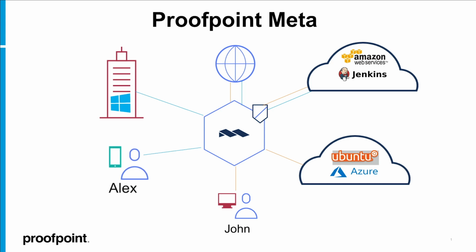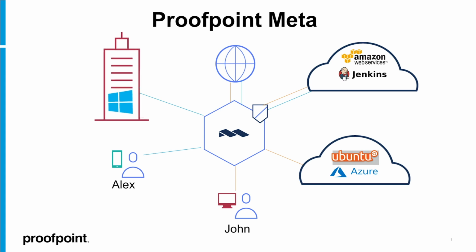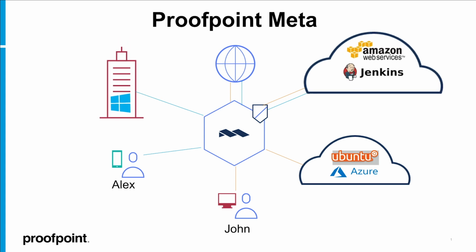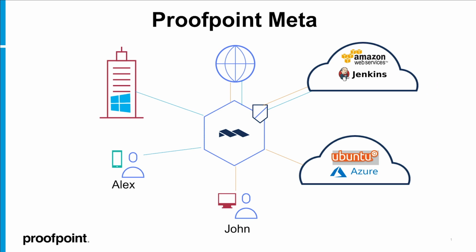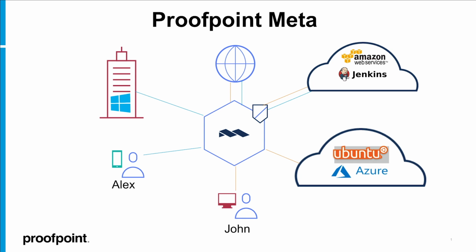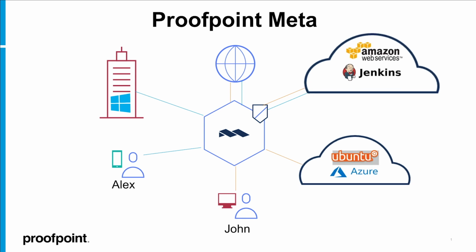Let's take a look at Alex, a contractor working remotely. He's a software developer who needs access to a Windows server in the data center and to Jenkins in AWS. We also have John, a DevOps engineer at a branch office. He needs SSH access to a Linux server in Azure and to Jenkins in AWS.